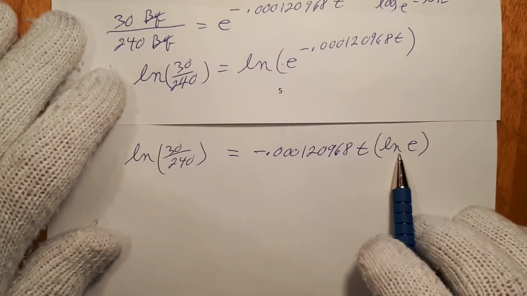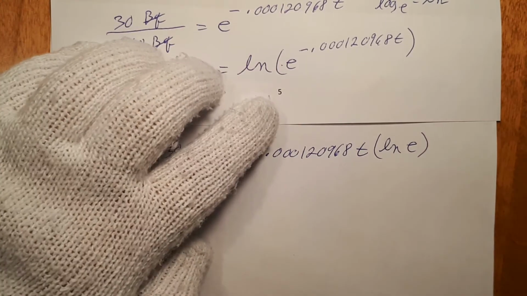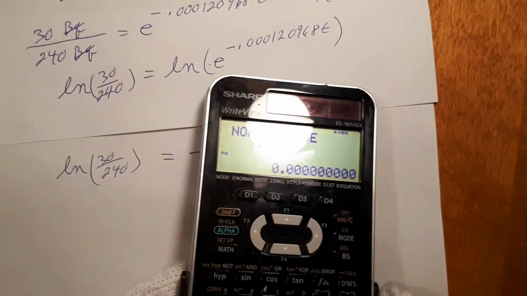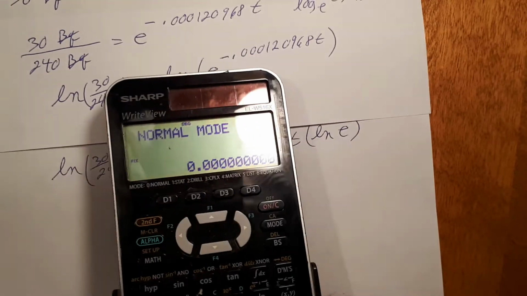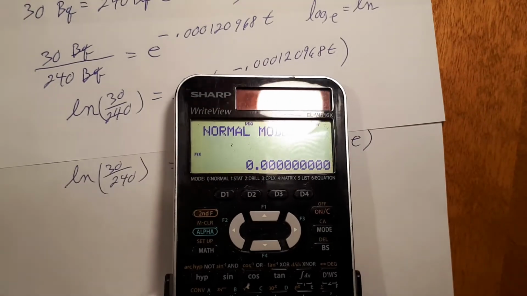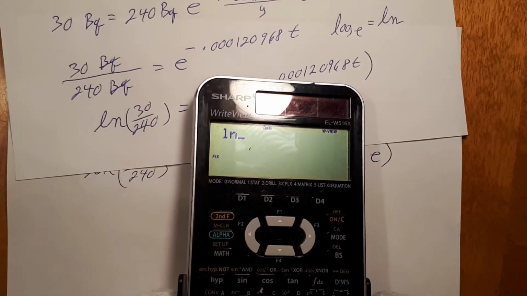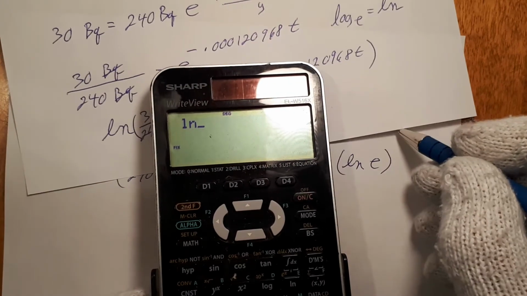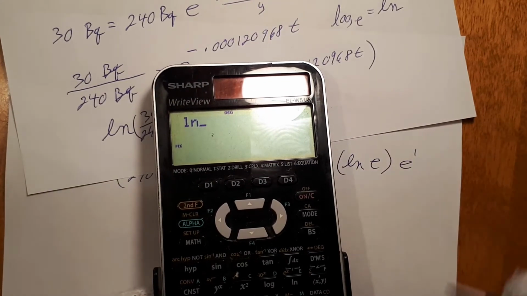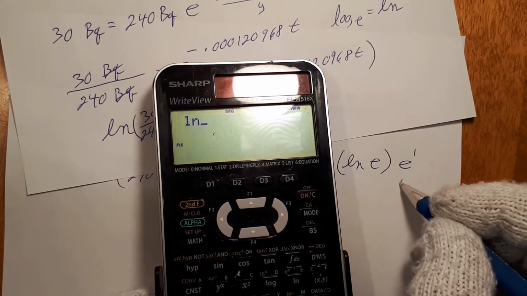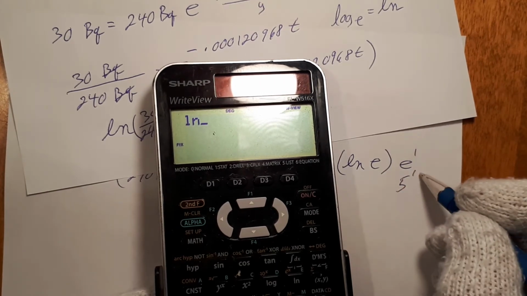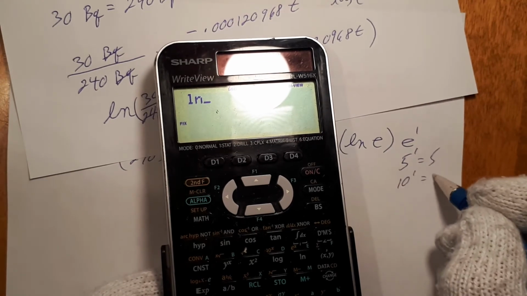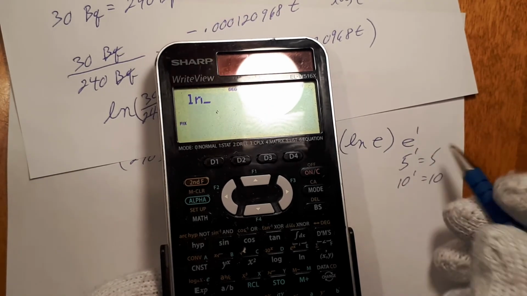Let's have a look at ln e using our calculator. I need to do the ln. There's ln. And I need to do e. E is e to the power of 1. Remember, any number to the power of 1 will give you the base. 5 to the power of 1 is equal to 5. 10 to the power of 1 is equal to 10. So e to the power of 1 would be the value of e.